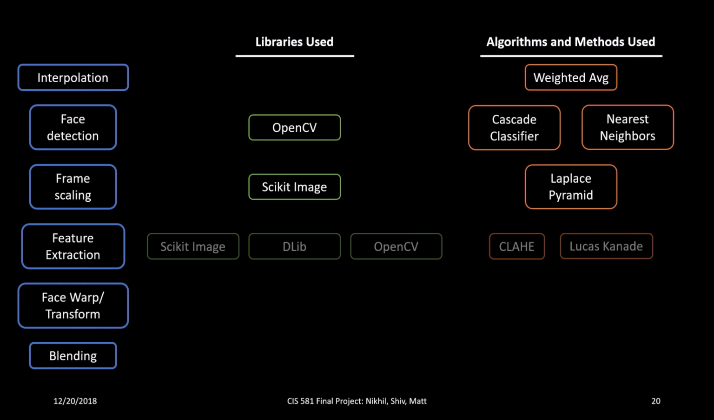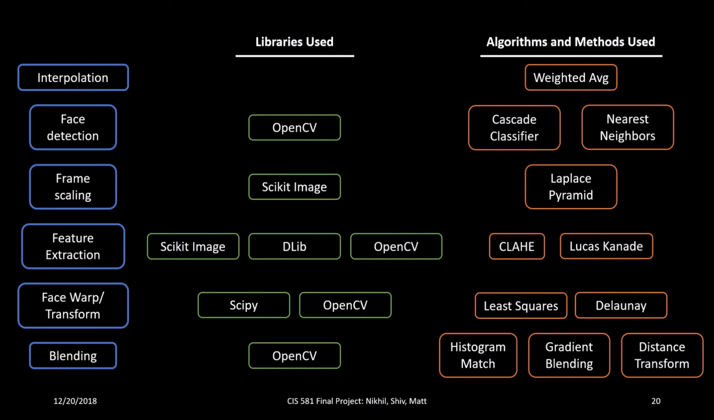In summary, we used several open source libraries to execute these algorithms and methods that we've described, such as OpenCV, scikit-image, dlib, as well as scipy. The algorithms and methods that we used include several that we studied over the course of the semester, like weighted averaging for interpolation, as well as filtering, nearest neighbors, Laplace pyramids, the optical flow algorithm, as well as least squares, Delaunay triangulation, as well as gradient blending and the distance transform. We also used some new ones, specifically the histogram matching algorithms that we use to adjust for lighting.